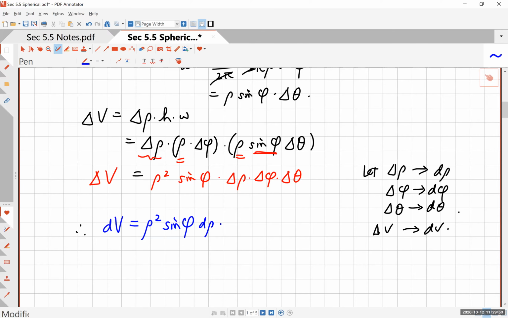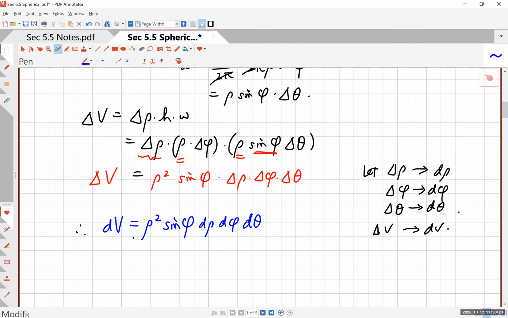Say it about 3 times and then start having a little tempo or rhythm. What did I say? dV is rho squared sine phi d rho d phi d theta. All right, so that's what dV is.